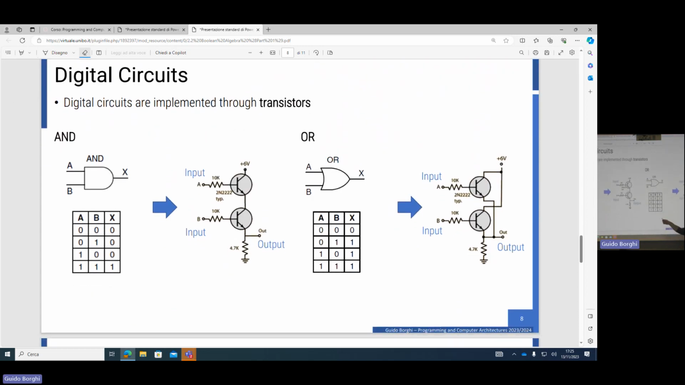Here you can see just another representation of the AND and the OR. And okay, here you have the symbol, digital logical behavior, and then you can see here that the AND gate is created using 2 different transistors, and in the same way the OR is created using 2 different transistors. Okay.